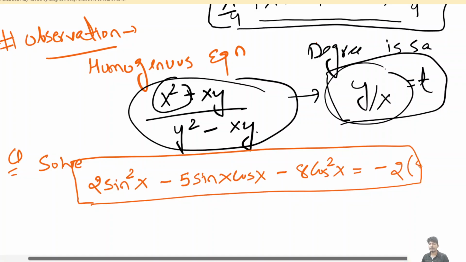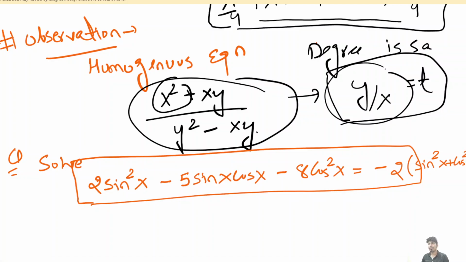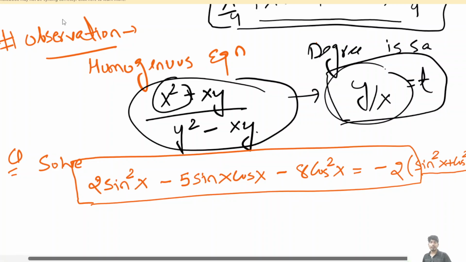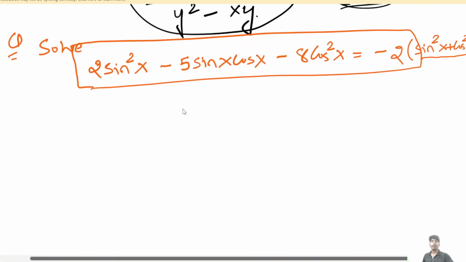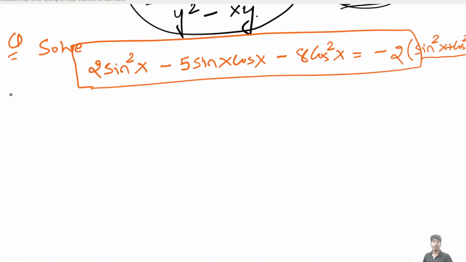If we multiply the right side by sine square x plus cos square x, we can multiply because sine square x plus cos square x is 1. Then this is a homogeneous equation of degree 2. Then divide the whole equation by cos square x.